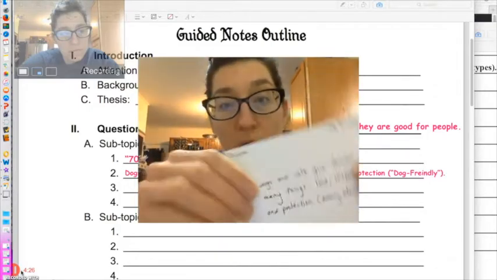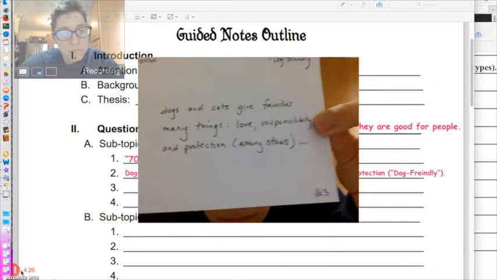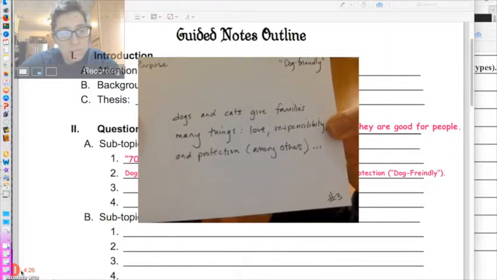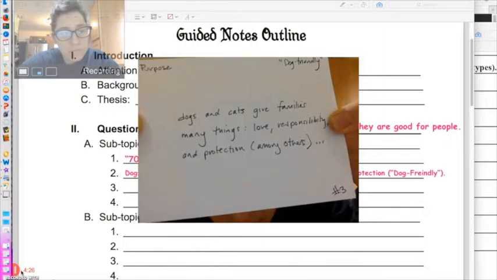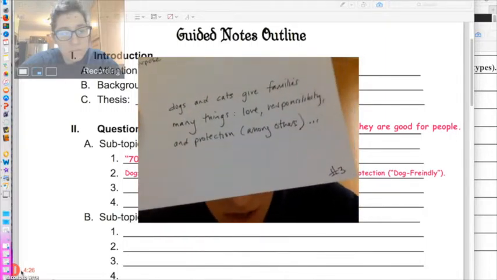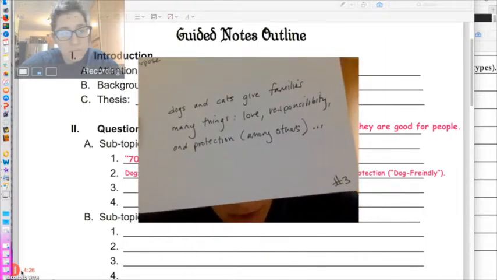Here's my next note card. Okay, see, dog friendly in the corner, and dogs and cats give families many things: love, responsibility, and protection. So here's how it ends up looking in the outline.